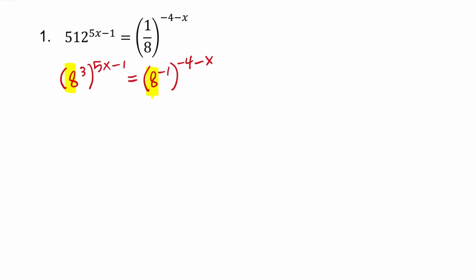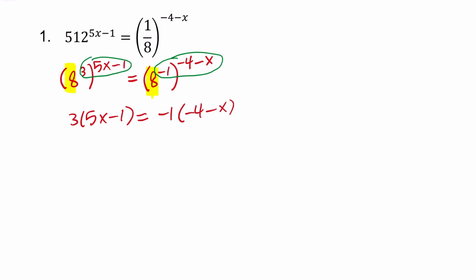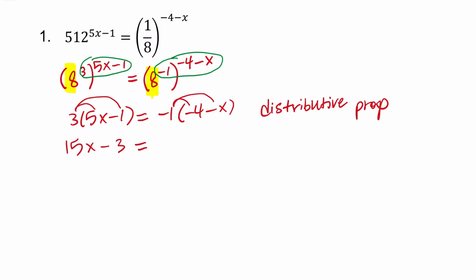Now, we set our bases equal to each other. Now, we can set our exponents equal to each other. So that's going to give me 3 times 5x minus 1 equals negative 1 times negative 4 minus x. Now we would have to apply the distributive property. So that would give me 15x minus 3 equals 4 plus x.